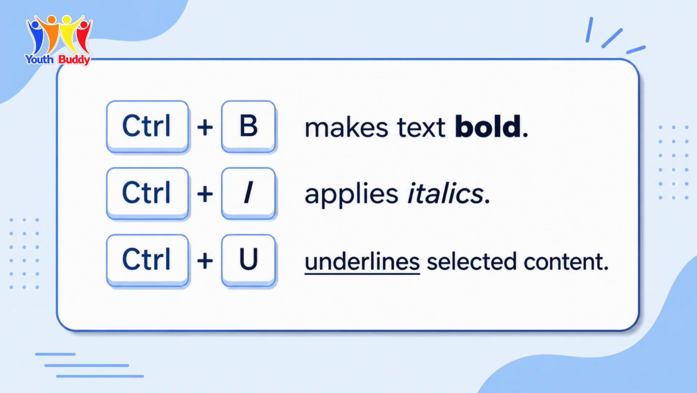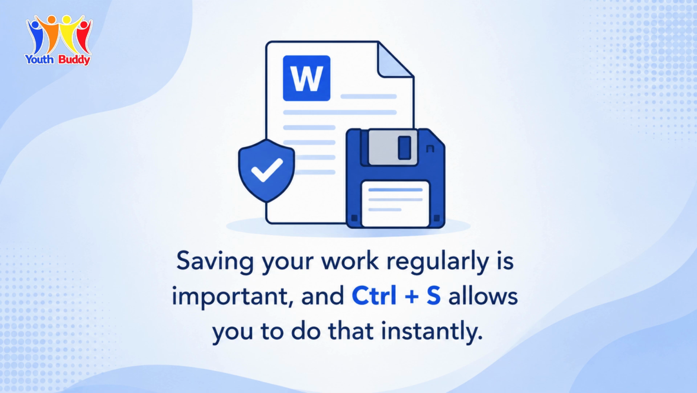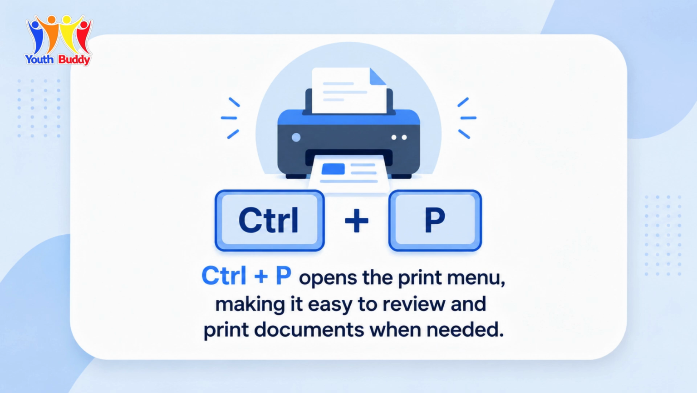Ctrl+B makes text bold, Ctrl+I applies italics, and Ctrl+U underlines selected content. Saving your work regularly is important, and Ctrl+S allows you to do that instantly. Ctrl+P opens the print menu, making it easy to review and print documents when needed.